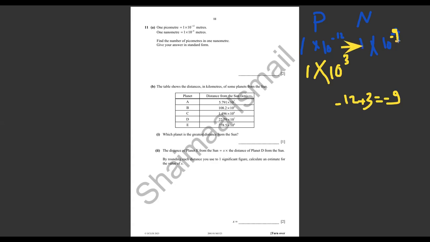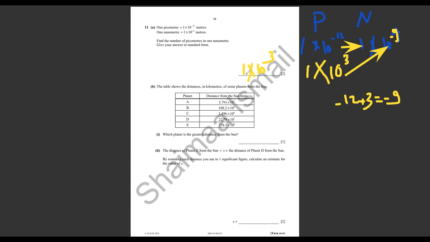Okay, so here I'm multiplying by 10 to the power 3 to give this. Okay, so the answer here is clear. We're going to say it in standard form, like he wrote it. He needs your answer as 1 times 10 to the power 3.